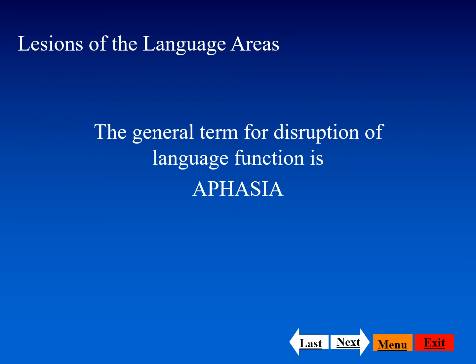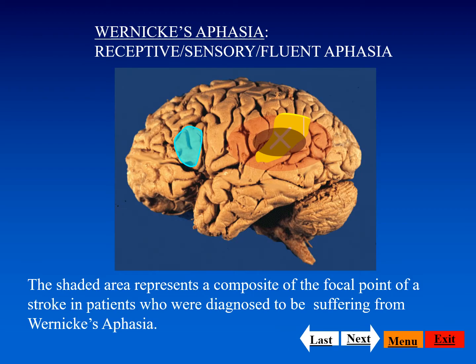Strokes involving the language centers result in difficulty understanding the spoken word or speaking the spoken word. These conditions are called receptive or expressive aphasia, respectively. The darkly shaded area represents the site of the collective results of patients diagnosed to have Wernicke's aphasia, also known as receptive, sensory, or fluent aphasia.